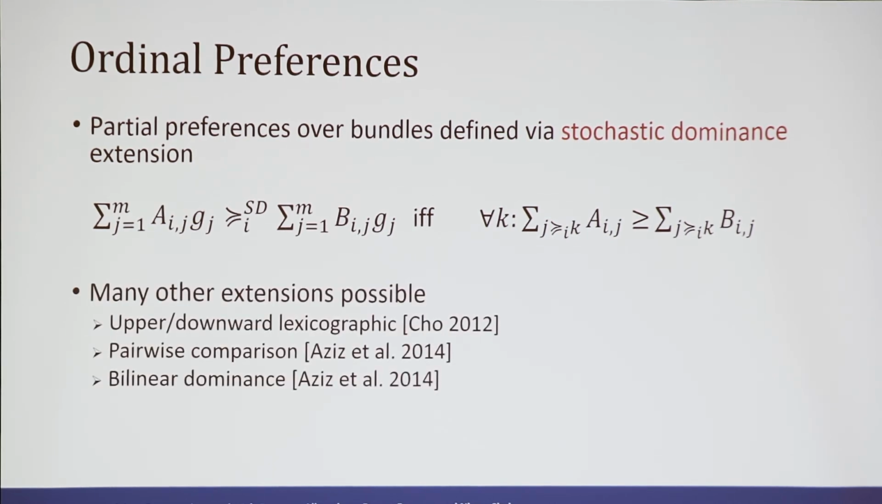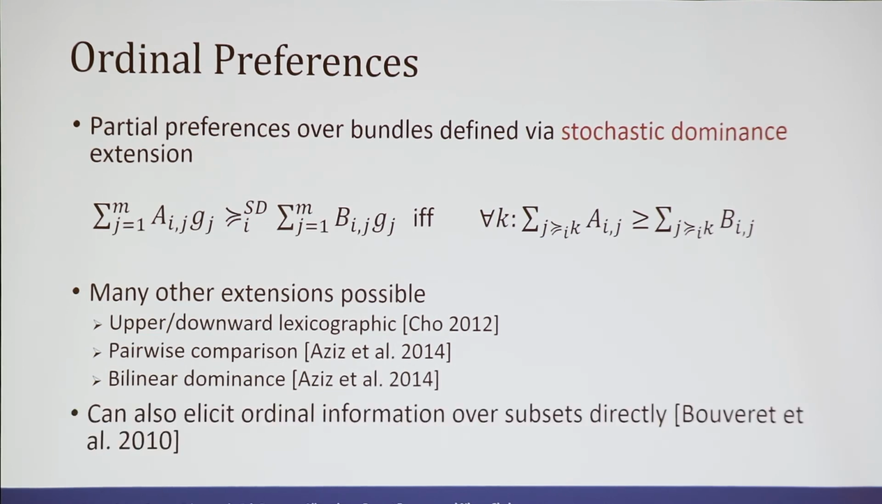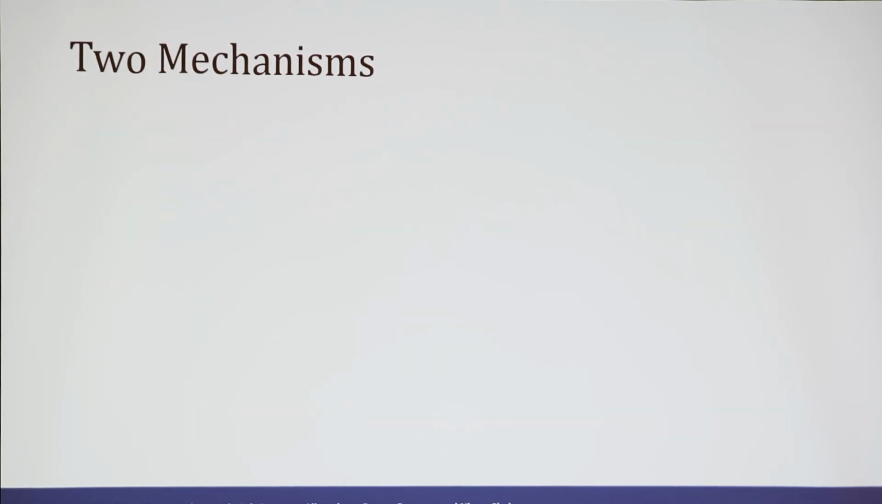You can think of many other extensions. These are just a few, and there are probably more out there, including more unknown ones, and you can look those up if you're interested. You can also think about eliciting ordinal information directly over entire subsets, not bothering with these extensions and just eliciting this combinatorial information. Then you get into computational and elicitation problems, and there's a whole literature on that, including this paper, but also others. We're not going to consider that setting here.